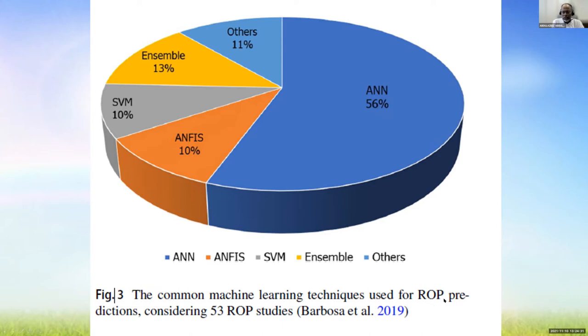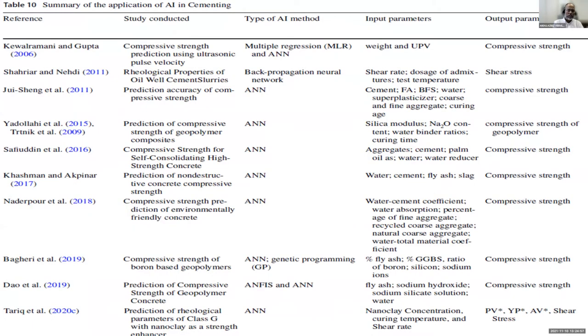Now, I'm just taking a representative case in petroleum engineering, but it shows the preference or performance in the use of ANN. ANN is more than 50%, then comes fuzzy logic, SVM, and others. So this gives a very good idea of the strength of these models, and that is true for any other application such as reservoir engineering or reservoir characterization and so on. So these are different reviews in cementing and so on.